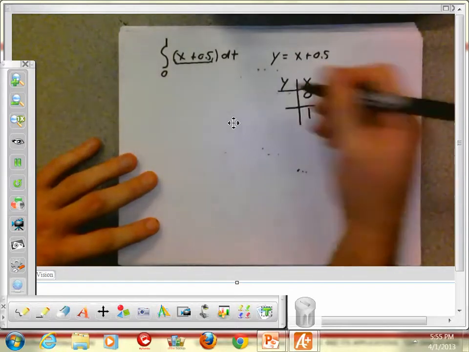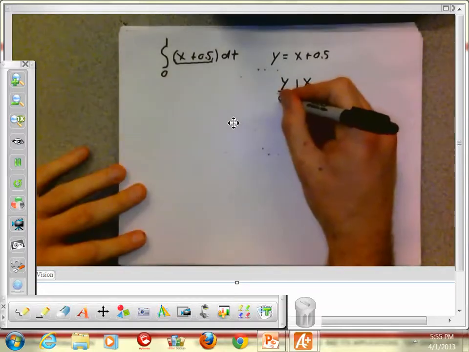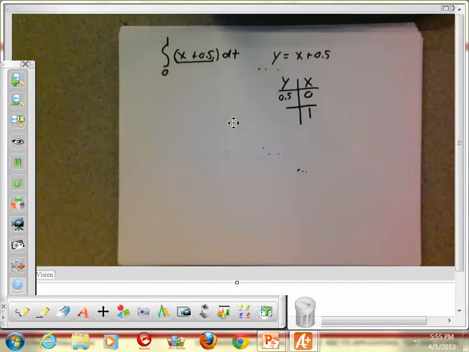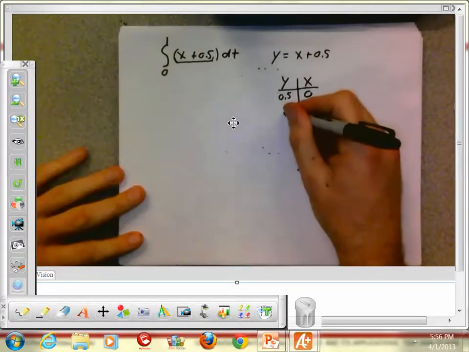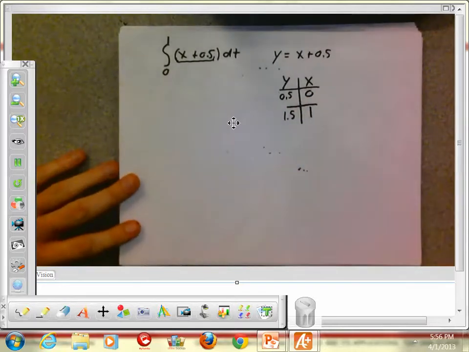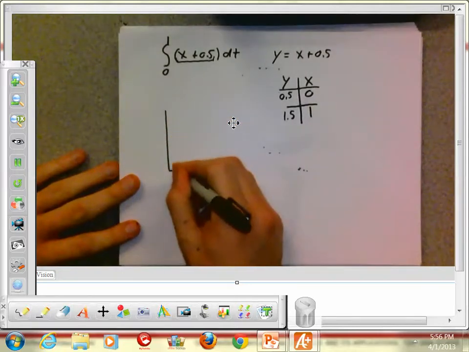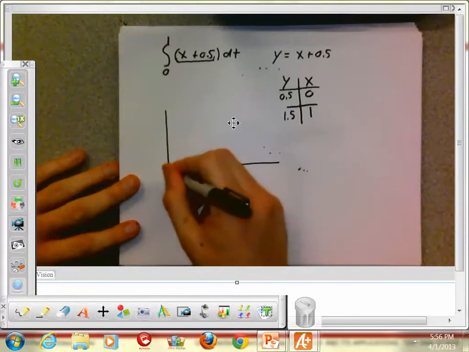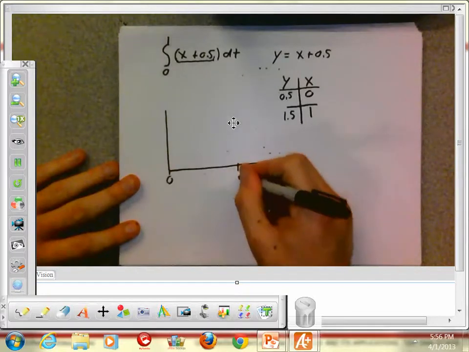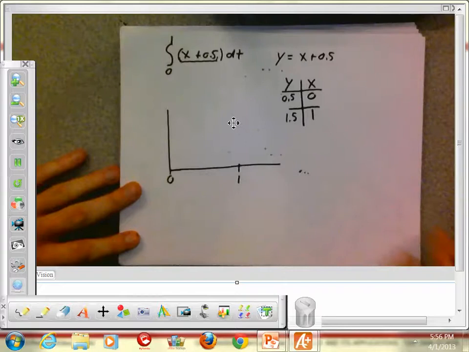When x equals 0, what is my y value? 0.5, right? Or 1/2, if you like. And when x equals 1, what is my y value? 1.5. Okay, so we have this over here, and let's graph this. So my first x value is going to be 0. My second x value is going to be 1. And what is the value of my function when x equals 0? 0.5, right?